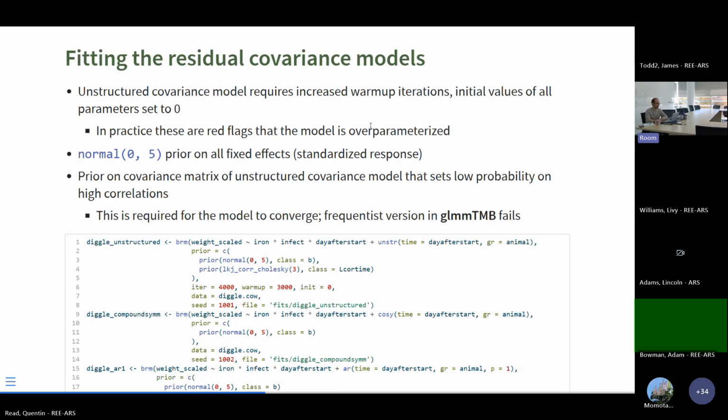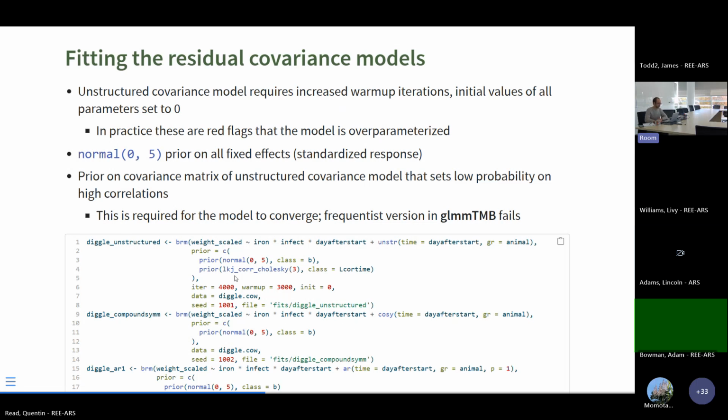Okay, this is a bit technical, but I'll show you the models. I've fit 3 of them. You can see in each case, the model formula is almost the same, except for the covariance part is different. Here's the unstructured, here's the COSY, and here's the autoregressive.